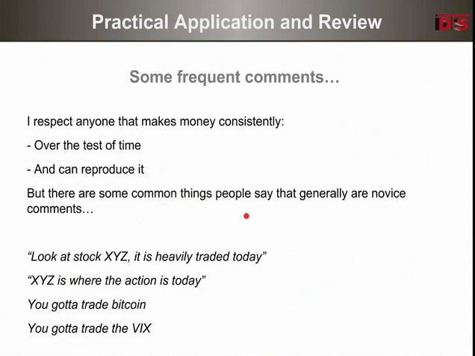But there's some common things people say that generally are just novice comments to me. And the reason I said this is because I don't want to insult anybody who makes money if you say these things. But I just want to point out that I think a lot of novice people say these comments, and it just baffles me why, because none of these comments are attractive to me. Look at stock XYZ. It's really heavily traded today. Okay, so what? How do you make money because it's heavily traded? What does that mean? It's heavily traded. Is that a good thing or a bad thing?